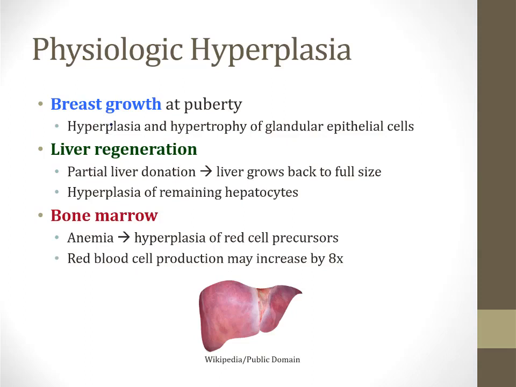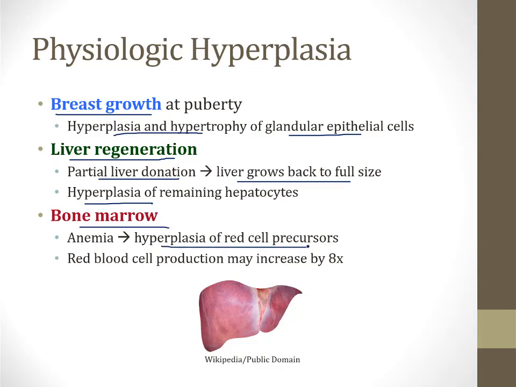Shown on this slide are some physiologic examples of hyperplasia. Breast growth in girls at puberty is due to hyperplasia and hypertrophy of glandular epithelial cells in breast tissue. Your liver, you may know, is capable of regeneration. Some people donate part of their liver to another person. When they do this, the liver grows back to full size, and that's because the remaining hepatocytes undergo hyperplasia. And then finally, your bone marrow is capable of hyperplasia. When there is anemia, there will be hyperplasia of red blood cell precursors, and this can increase the production of red cells. In fact, your bone marrow can increase production by up to 8 times normal if it needs to, and that's due to hyperplasia of red cell precursors.